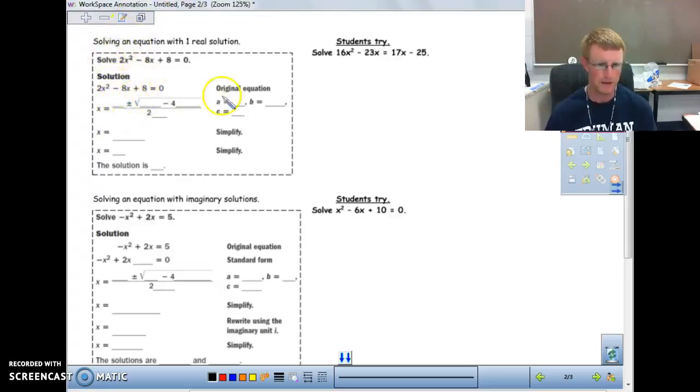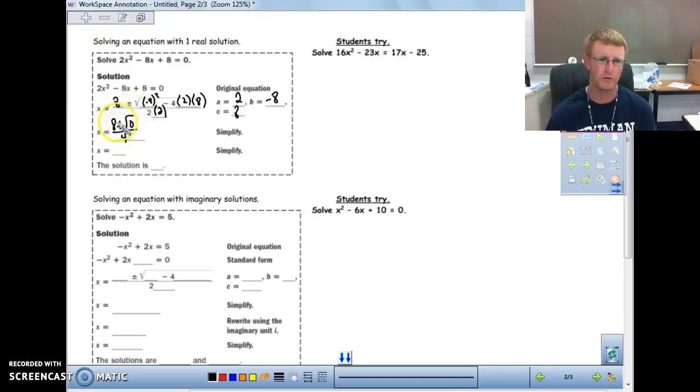So in this case right here, we have our formula. Our a is equal to 2, our b is equal to negative 8, and our c is equal to positive 8. So negative 8 turns into a positive 8 plus or minus the square root of negative 8 squared minus 4 times 2 times 8, over 2 times 2. That leaves us with 8 plus or minus the square root of 0 over 4.